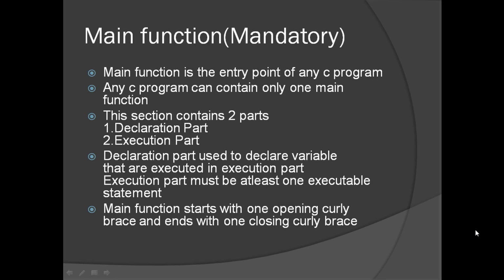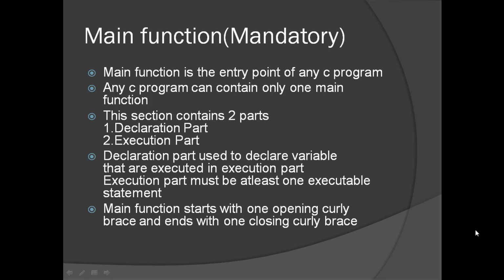The next section is the main function section, which is mandatory. We need to write the main function at any cost because it is the entry point of any C program. Any C program can contain only one main function. If you consider a C project, there will be many C files, right? For one C project, one main function is sufficient because your project execution starts from that main function only.